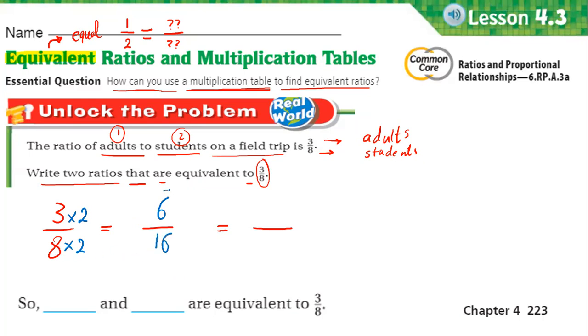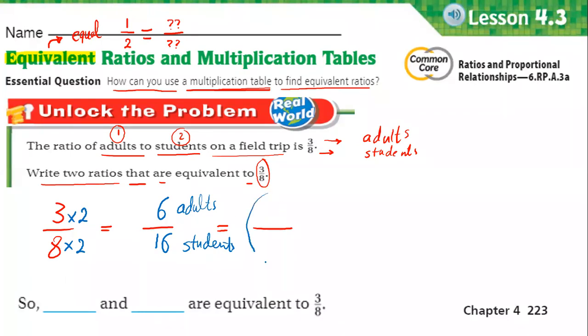So 6/16, or 6 adults to 16 students. Great job. 6 to 16.